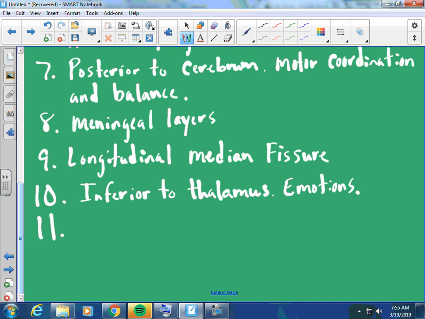What is the function of the thalamus? Anybody have the function for the thalamus?